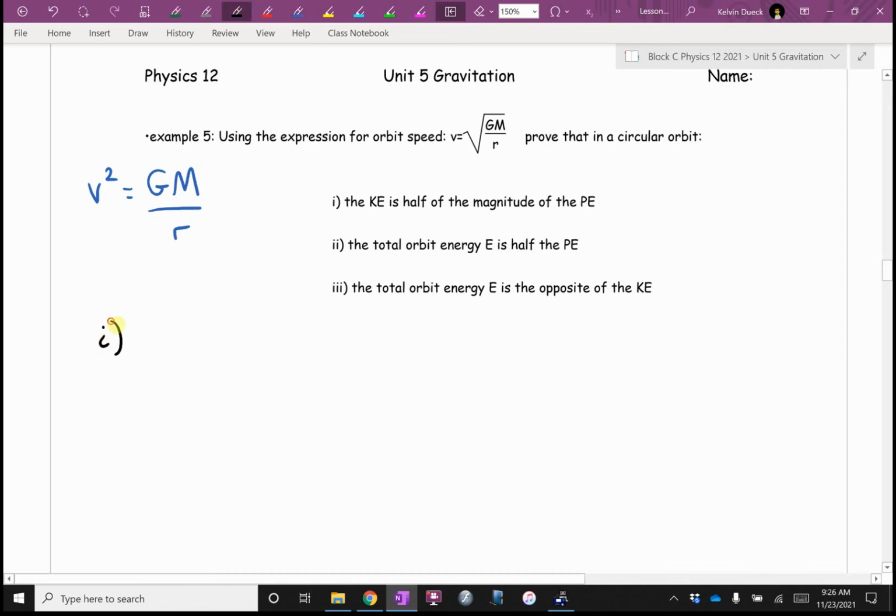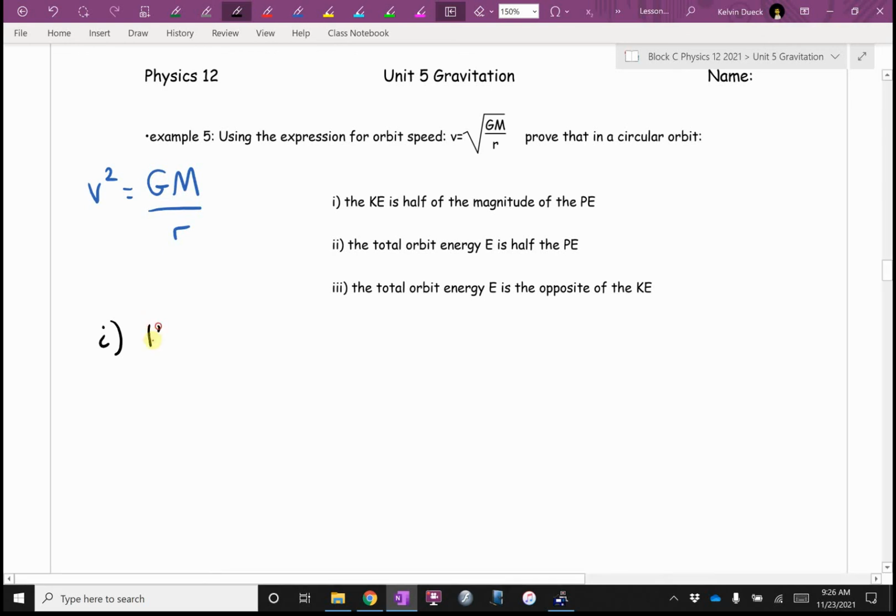Annika, what does part 1 want me to prove? We're on example 5 right now. Stop. What's our equation for kinetic energy? That hasn't changed. What's the equation for kinetic energy?